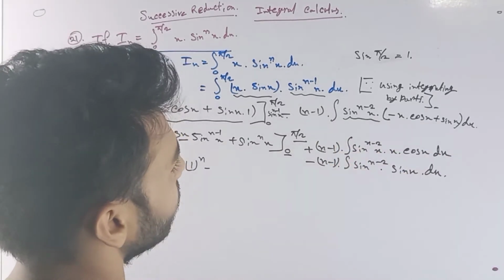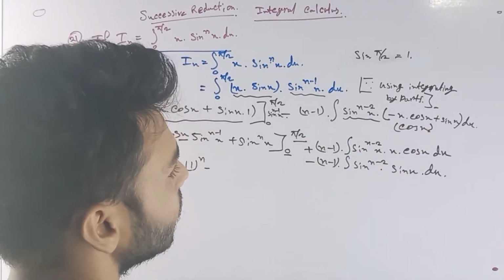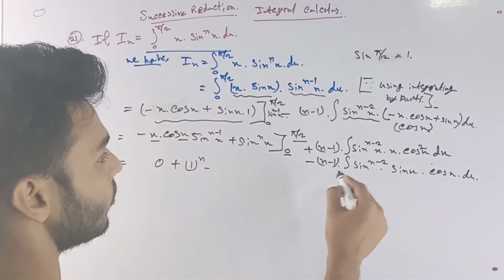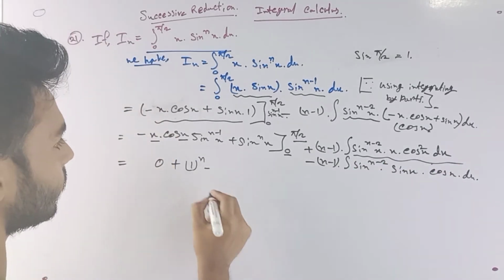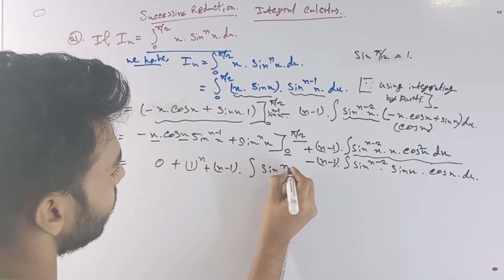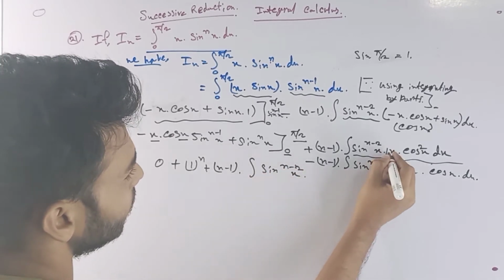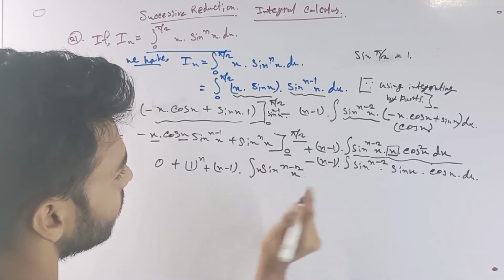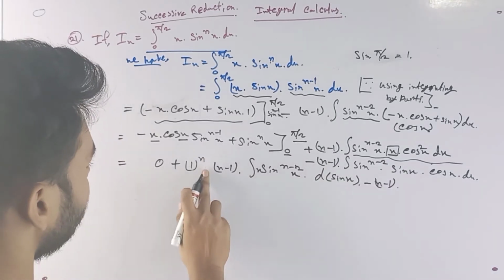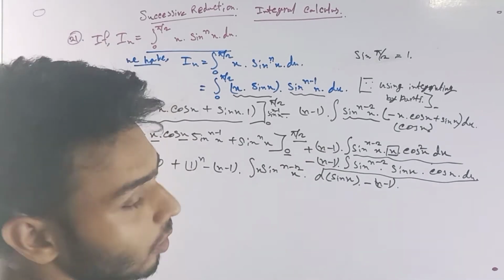Now in this function, cos x is coming, so cos^2 x and sin x times cos x. That's it. So I repeat the last function: minus (n-1) times the integral of sin^(n-2) x times x, and the x coming, and now d of sin x, minus (n-1), this function I also write here.